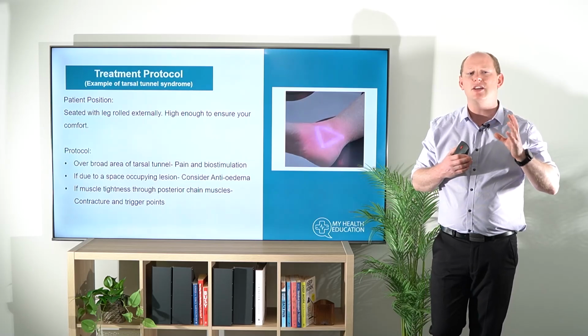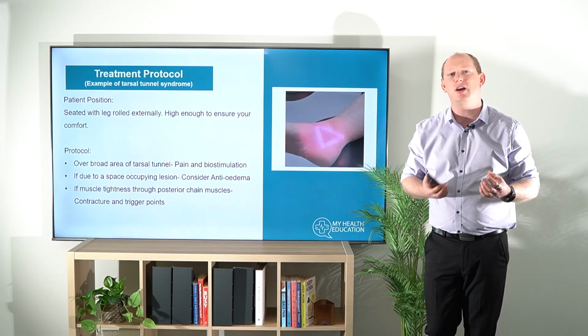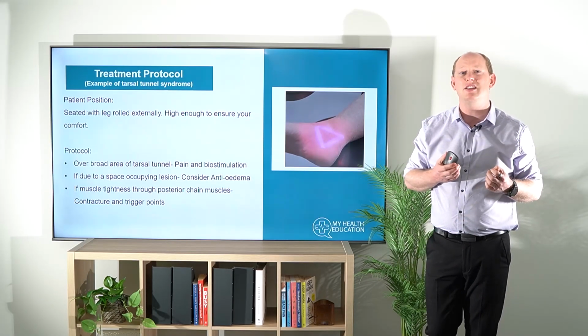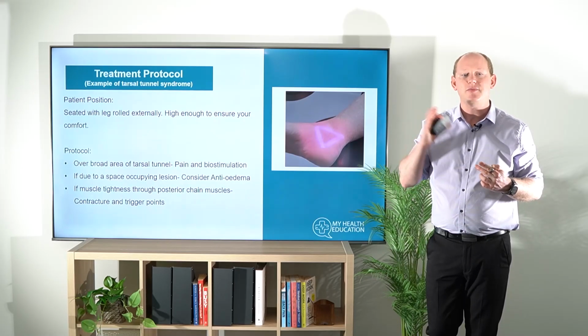But always we need to be aware of where something is coming from. And if it's a space occupying lesion like a ganglion, then that's where we might need to consider, okay, well, maybe an anti-edema may be a better option in that area.